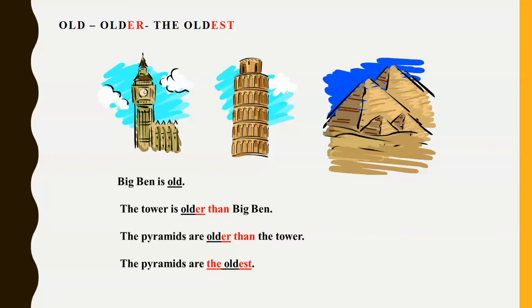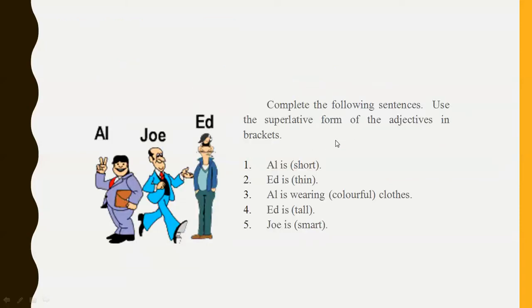If I have this, Big Ben is old. This tower or this clock is old. Okay, the pyramids are older than the tower. So the pyramids are the oldest. We have a castle here, or tower of Mamlaka, etc. And we have old, older, the oldest.